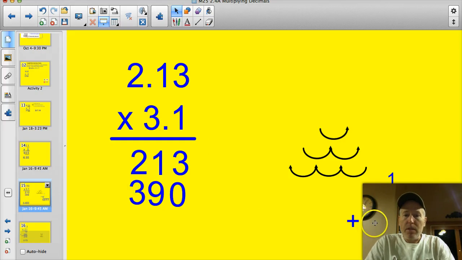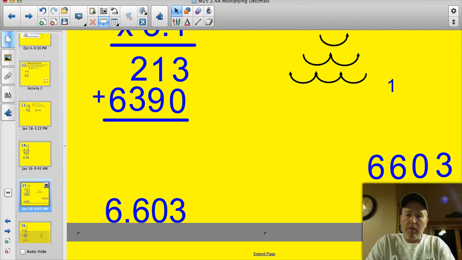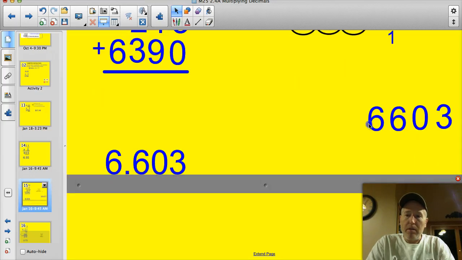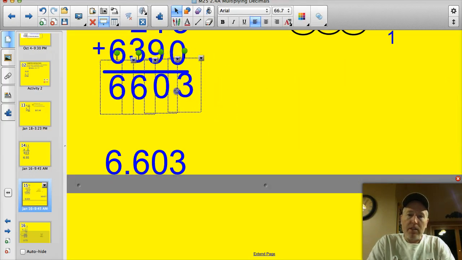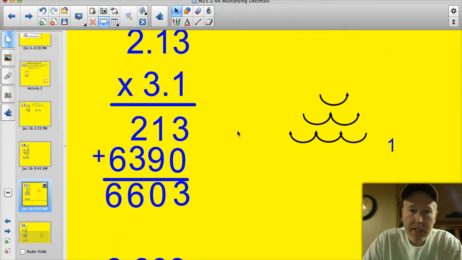And 3 times 2 is 6. All right, so I've got those two done. Now I've got to add everything up, so let me get my addition bar and addition sign. So if I add those two numbers up, I'm just going to do it the fast way. Maybe. I get 6603.